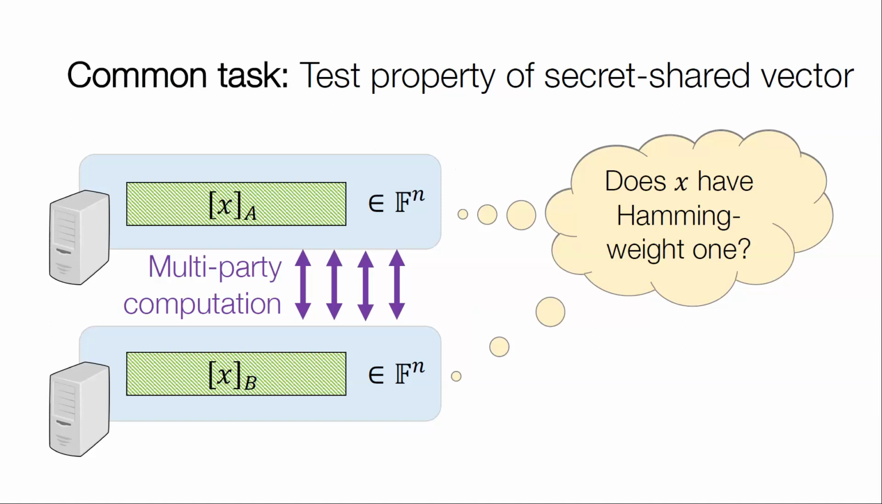So a super common task in cryptographic protocols is we have a big vector. Excellent. So big vector that's secret shared amongst a number of parties.